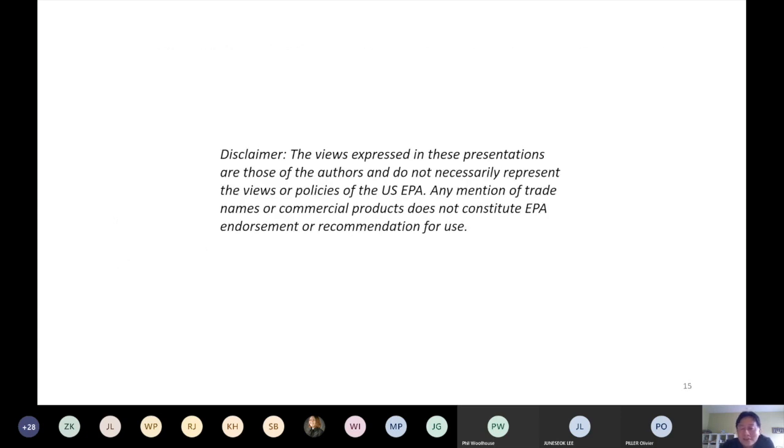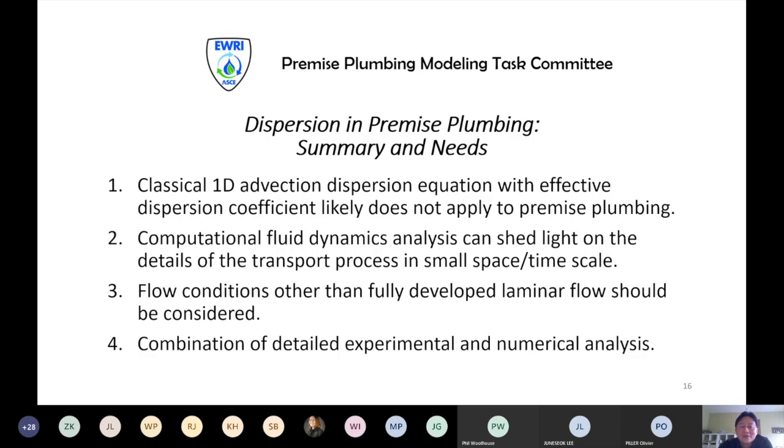This is a disclaimer I have to show. So basically the summary, I guess, the classical 1D advection dispersion equation with effective dispersion coefficient likely doesn't apply to premise plumbing. CFD analysis can shed some light on the details of the transport process in this small space and time scale as in premise plumbing.